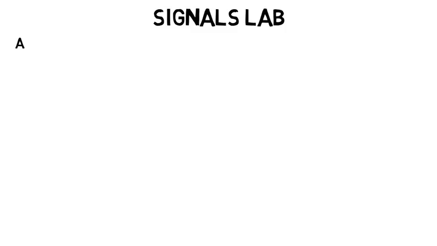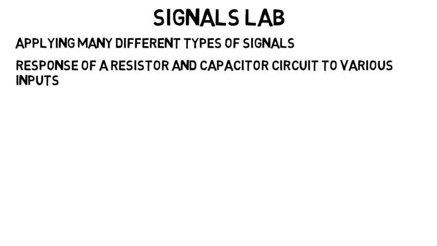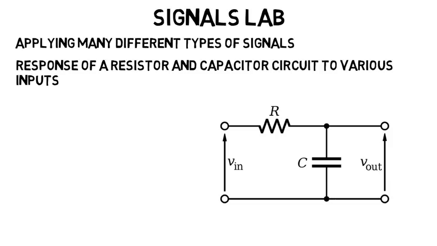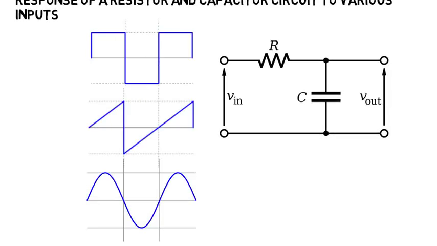In my signals lab, we started applying many different types of signals into simple circuits. One lab was to test the response of a resistor capacitor circuit to various inputs. So we had this really simple circuit, and we put in a square wave, a sawtooth wave, and a sine wave, and measured the output.